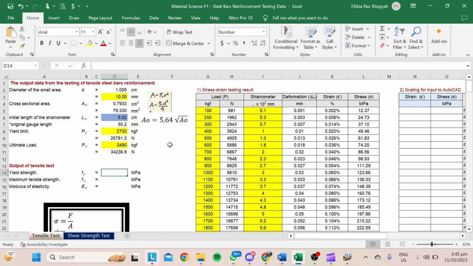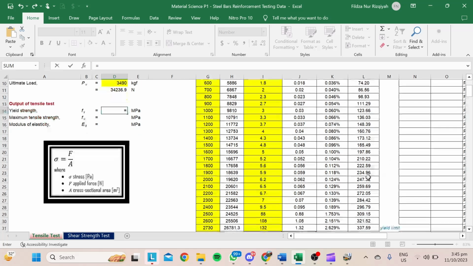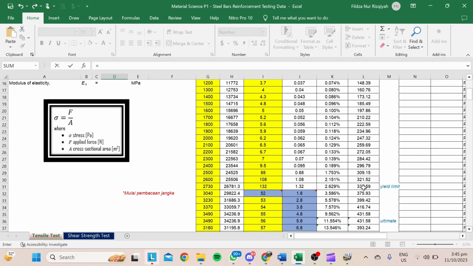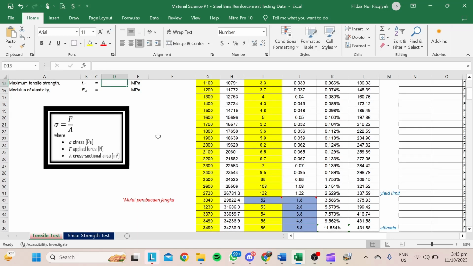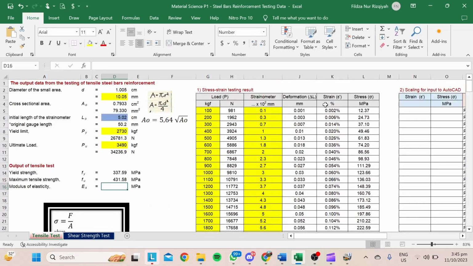So you can input the data from the stress row. The yield strength is from the stress where the yield limit occurs, and maximum tensile strength is the stress where the ultimate limit occurs, in megapascal. We can determine the modulus of elasticity later in the end.